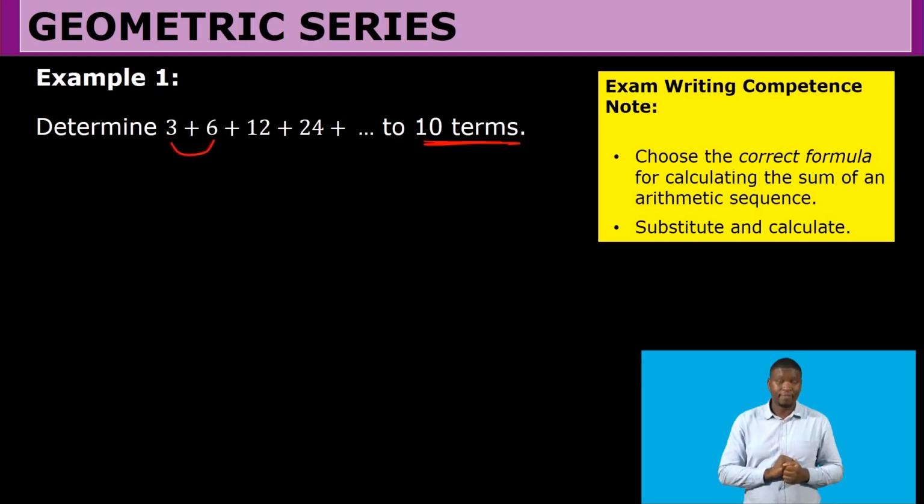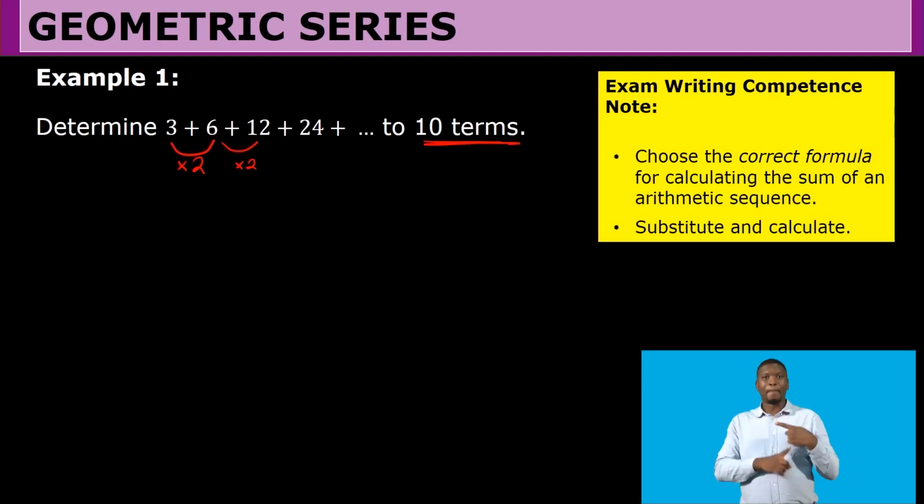So from 3 to 6, we can see that it was multiplied by 2. And again, from 6 to 12, it was multiplied by 2. You can easily find these values by either saying T2 minus T1, or if that doesn't work out, it would be T2 divided by T1. That's how you find out that it is a common ratio instead of a common difference. So we already know that this is a geometric series.